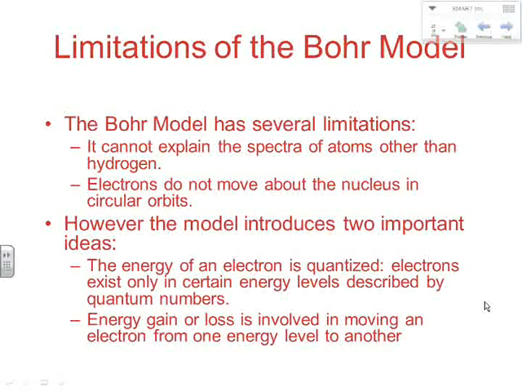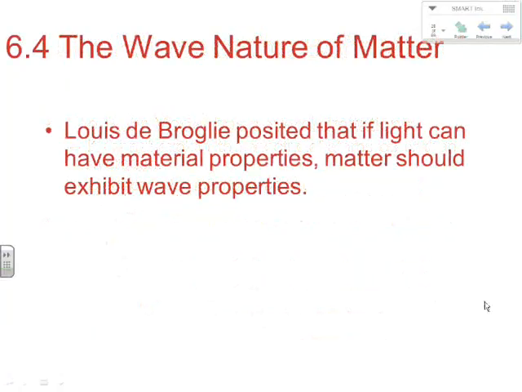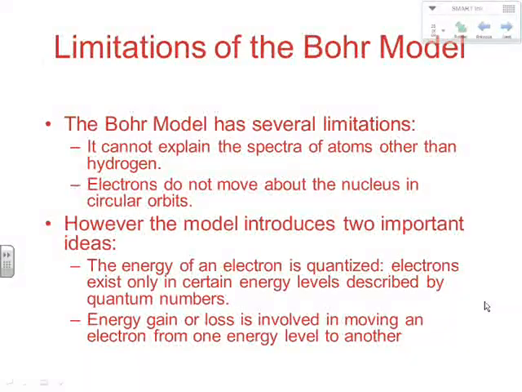So his model did really introduce 2 very crucial ideas. First, the energy of an electron is quantized. Electrons can exist only in certain energy levels, and we describe those energy levels using quantum numbers, which is something we'll get into tomorrow. And energy can be gained or lost as electrons move from lower to higher energy, that's an absorption of energy, or loss when they fall from a higher to a lower energy inside an atom. So it really gave us the key idea that electrons were quantized in energy. And that really opened up a lot of doors. And that's where we're going to finish our first day of notes.